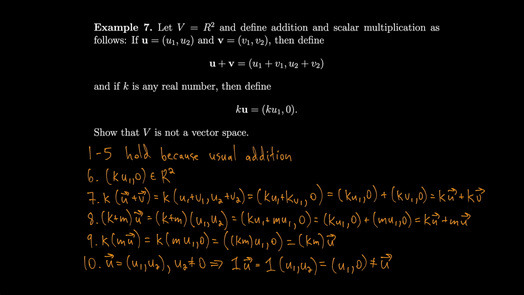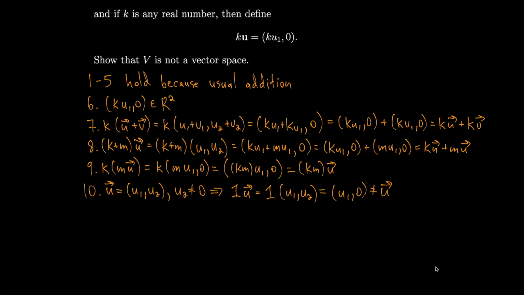So for example, if you took the vector 2, 1, and you multiplied it by 1, then the 1 would become a 0, so it wouldn't be the same vector you started with. So it fails because you can't multiply any vector by 1 and still get the vector that you started with. It just fails because of axiom number 10. It's interesting how close this thing was to actually being a vector space.